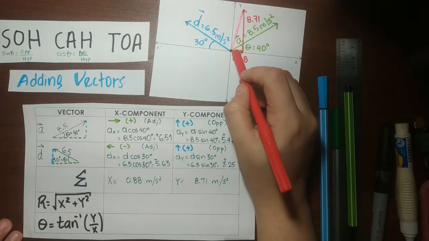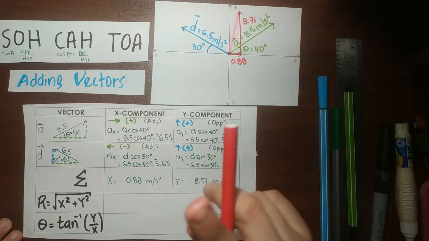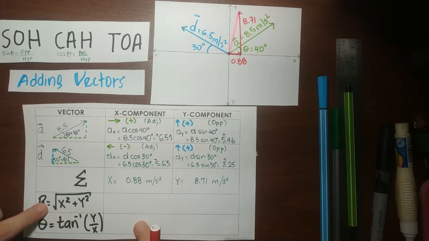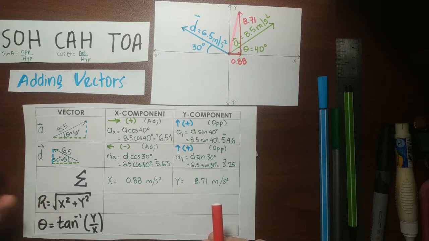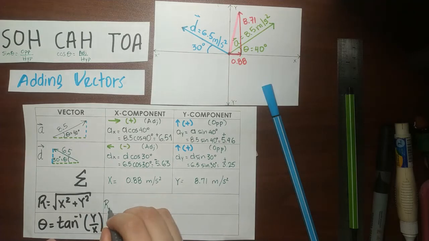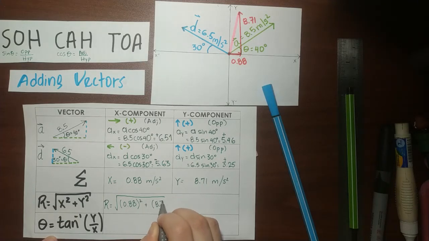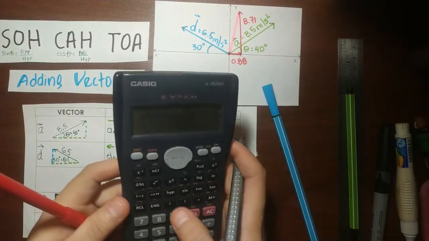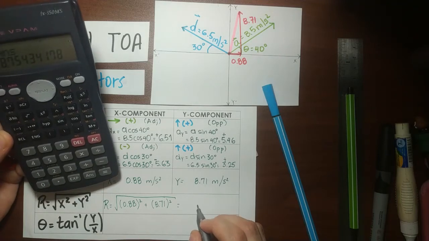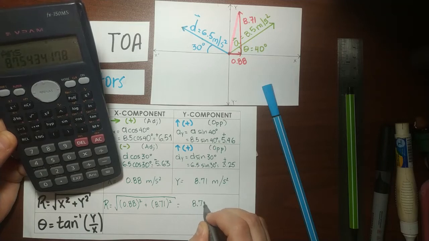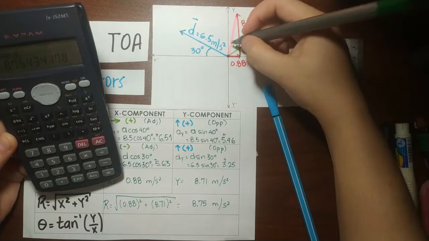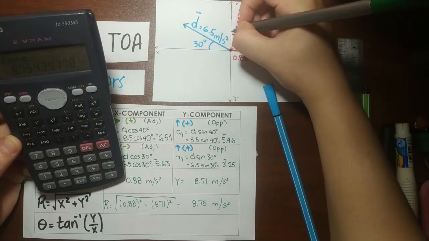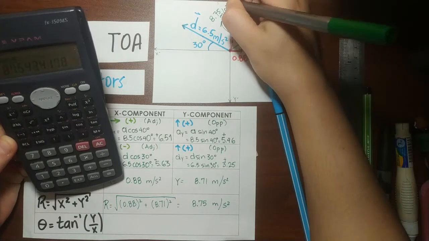Well, as we have a right triangle, we apply the Pythagorean theorem, but adapted to vectors, and we have this formula, which is the same: the square root of x squared plus y squared. So the resultant is equal to the square root of 0.88 to the second power plus 8.71 to the second power. So 0.88 squared plus 8.71 squared gives me 76.64. Then you get the square root of your answer. So my resultant, as you can see, is 8.75 meters per second squared. So that means that this resultant right here measures 8.75 meters per second squared.